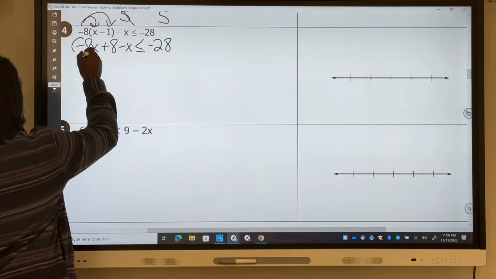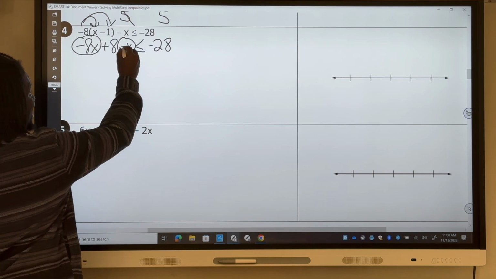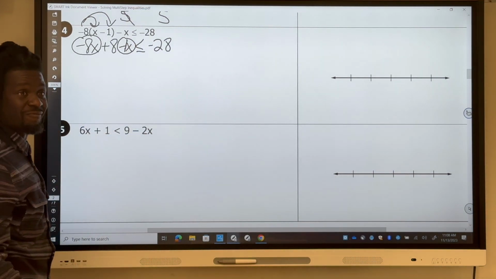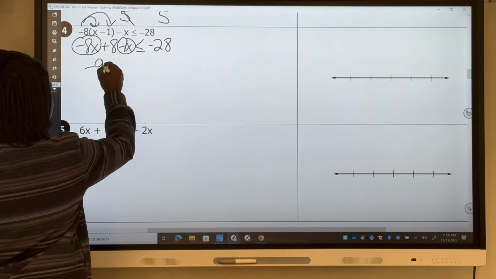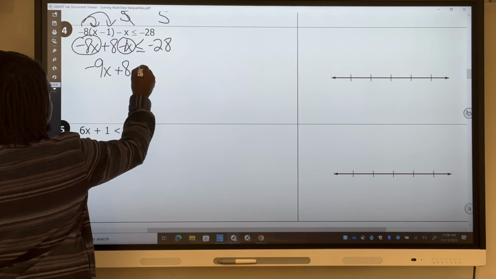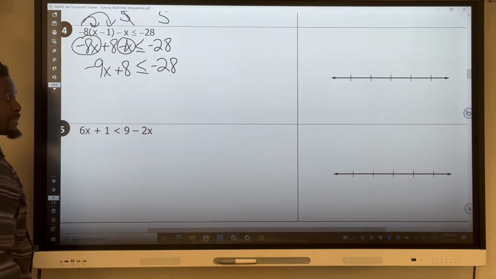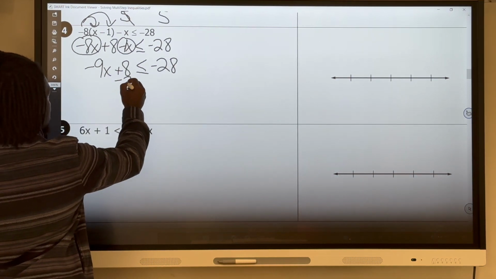Now, I'm going to combine these like terms. I got negative 8x, and then I got this negative x. Again, you can think there's a negative 1, that's an invisible 1. So negative 8 minus 1 is going to give me negative 9x plus 8 less than or equal to negative 28.